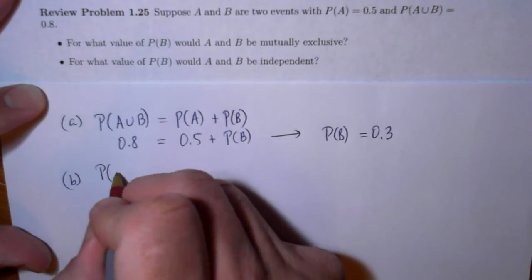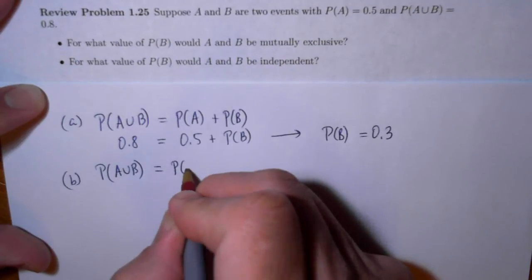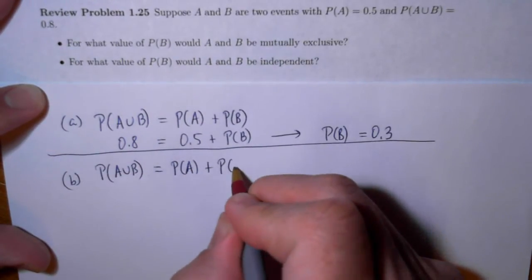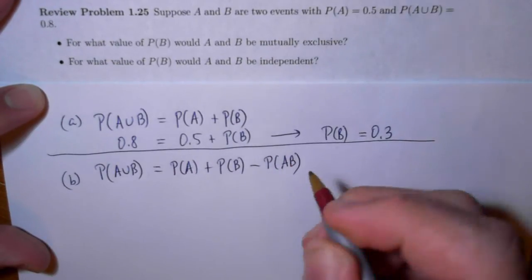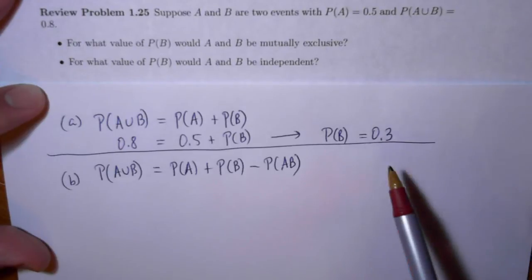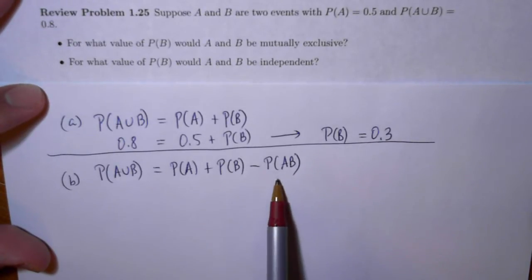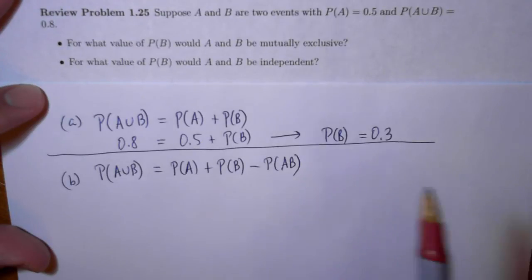Part B is a bit more interesting. The probability of A union B would be equal to the probability of A, let me draw a line like this, probability of A plus the probability of B minus the probability of A intersect B. Now, without some other extra information, I'm stuck. There's no way to simplify this unless I have some extra information.